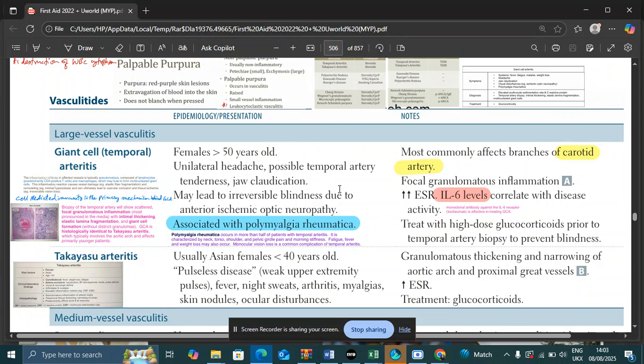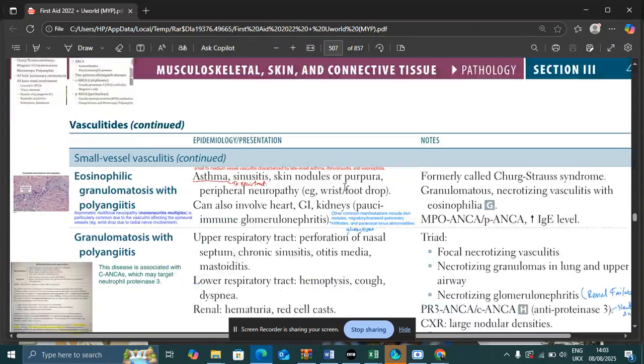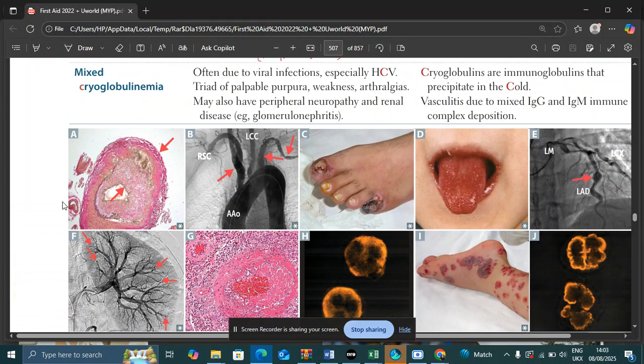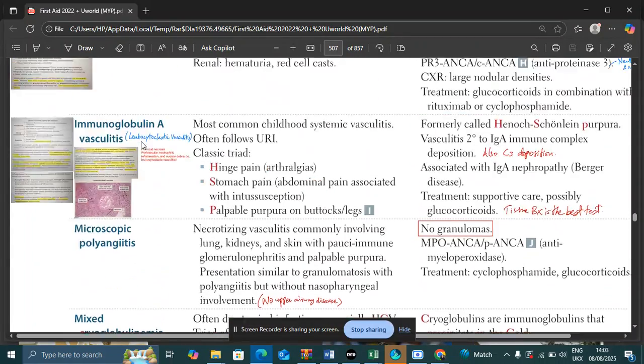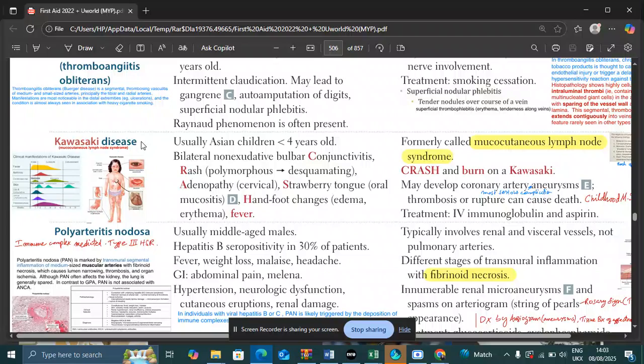Now look at the image A. This is focal granulomatous inflammation. You will see a lot of granulomas. Okay, this is the histological finding seen in giant cell or temporal arteritis.